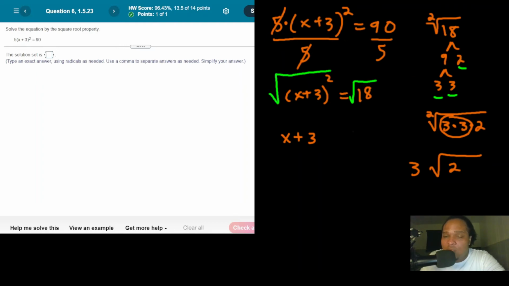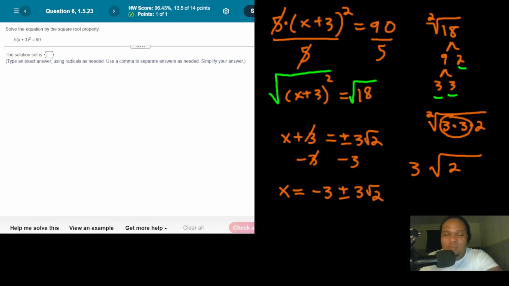Okay, we have x plus 3 is equal to plus or minus 3 radical 2. So far, so good, right? I hope so, because we're done. Go ahead and subtract that 3 from both sides to get the x by itself. Write the term that does not have the plus or minus right at first. So we have negative 3 plus or minus 3 and then radical 2. And that's it, we're done.